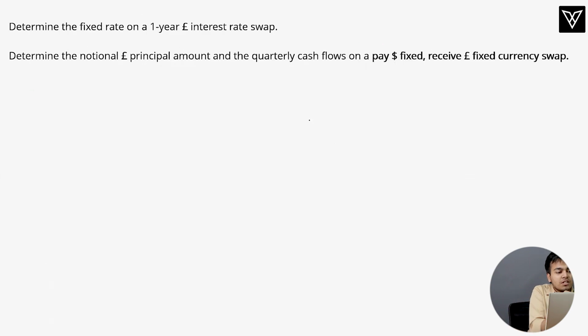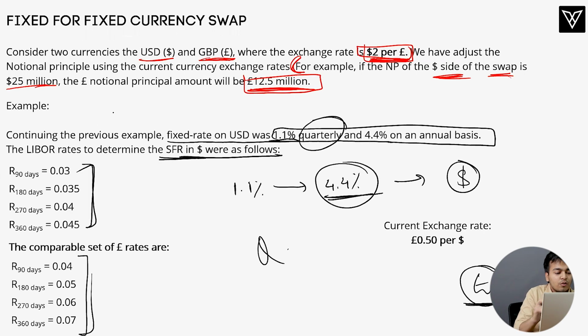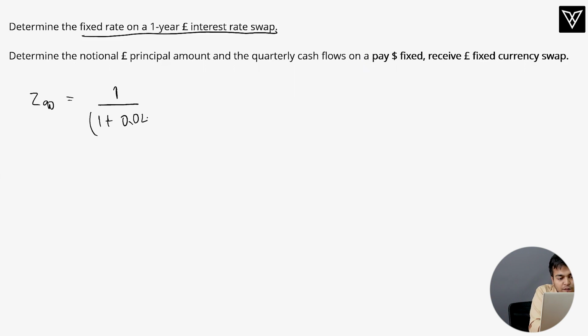Now what we are asked in this question is to determine the fixed rate on a 1 year GBP interest rate swap. We are already given the dollar terms; now we need to figure it out for the GBP terms. For that we need the different Z values. Z for 90 days is 1 upon 1 plus 0.04 into 90 upon 360, that is 1 upon 1 plus 0.04 divided by 4, which gives 0.9901.